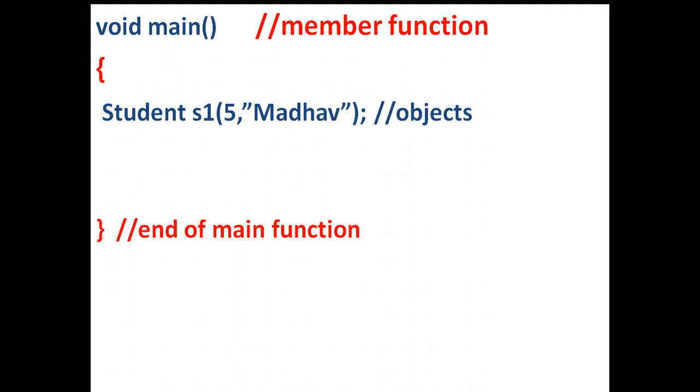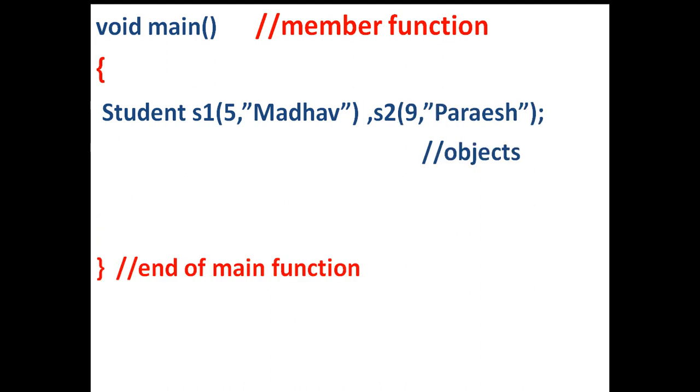Here, S1(5, "mother"). In this case, the parameterized constructor will run. The value 5 will be sent into the R argument and the value mother will be sent to the N argument. In this way, data will be stored by the constructor. And here we are taking the S2 object also, and we are also giving two values. In this case, the parameterized constructor will store these two values into the data members for S2 also.